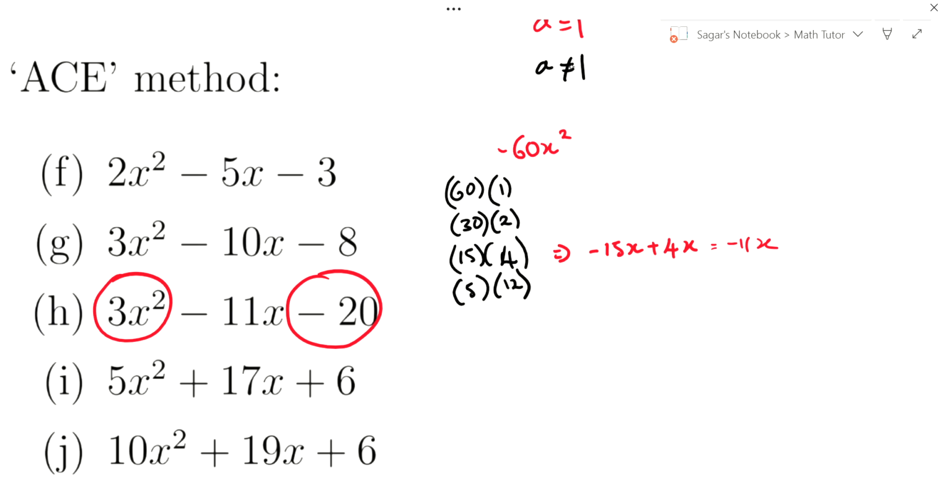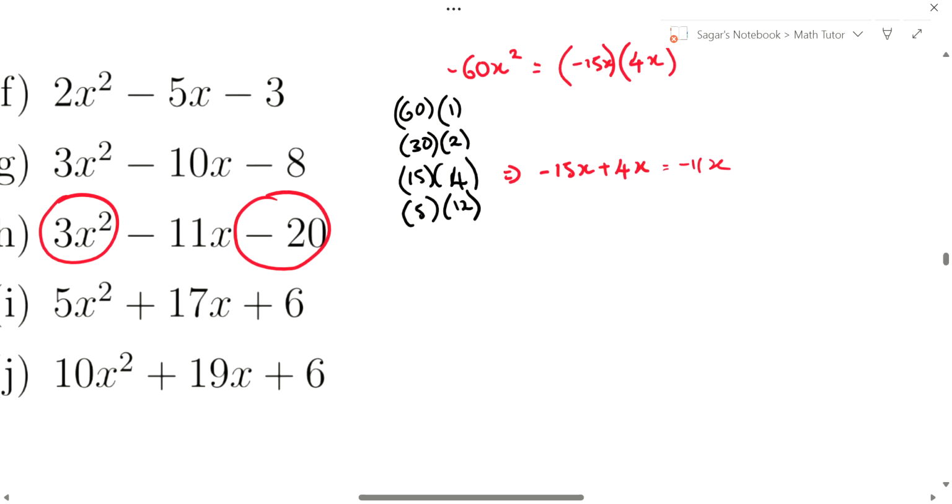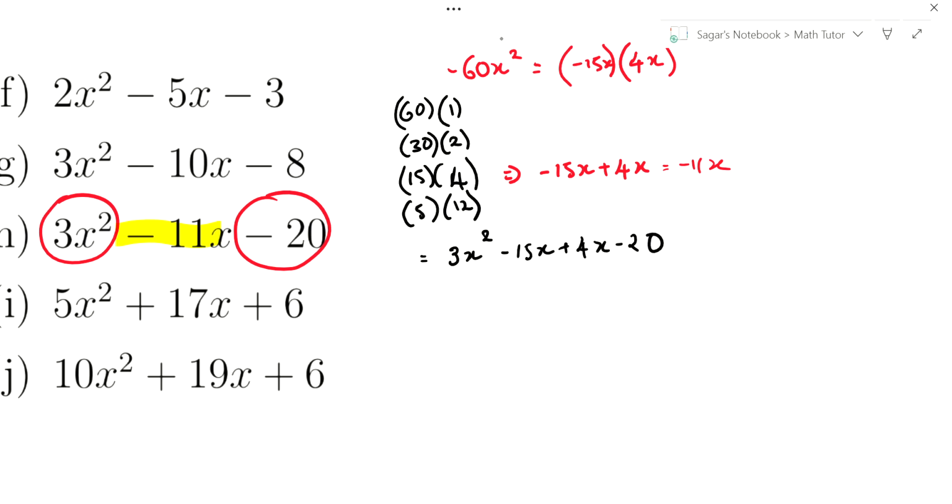Now let's multiply them and see. Do we get minus 60x squared? We have to, because it's the factor. And that's perfect. Now let us substitute in minus 15x plus 4x into that position. So 3x squared minus 15x plus 4x minus 20.